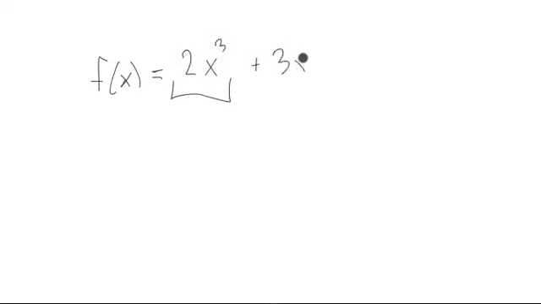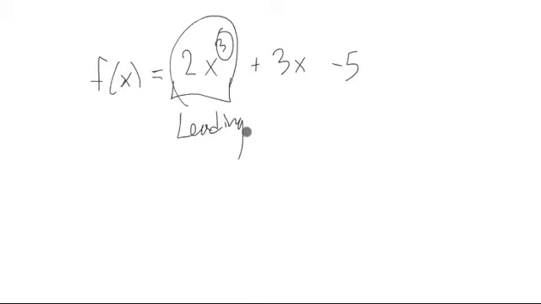A polynomial, when we're thinking about its graph, is going to look a lot like its leading term. Its leading term is the term that has the highest power of x in it. So suppose you have something like 2x cubed plus 3x minus 5. The term that has the highest power in it is called the leading term. And the coefficient right there, that's called the leading coefficient.